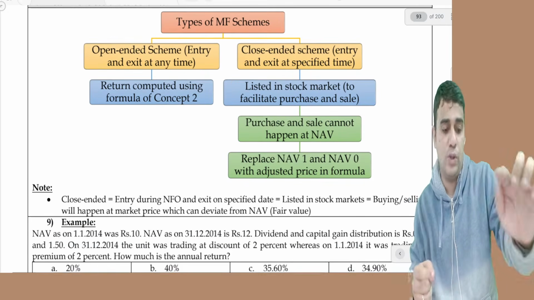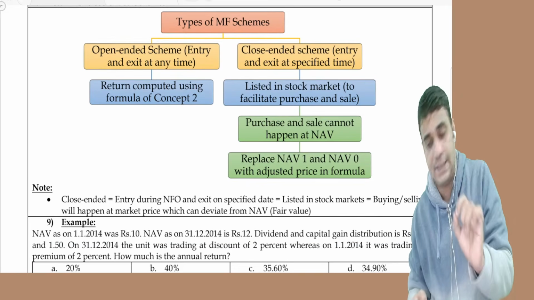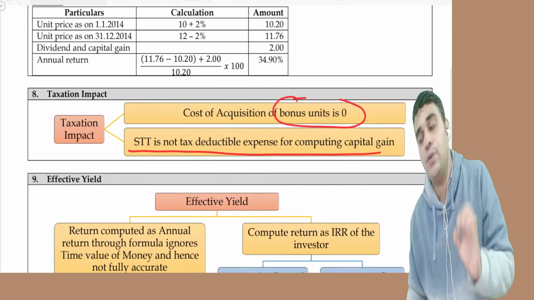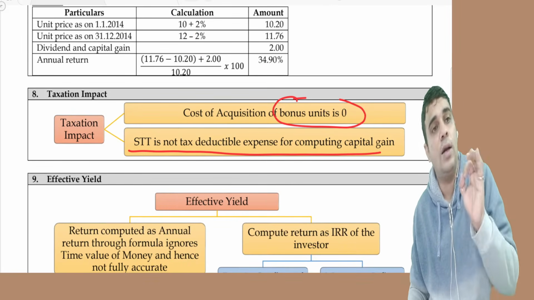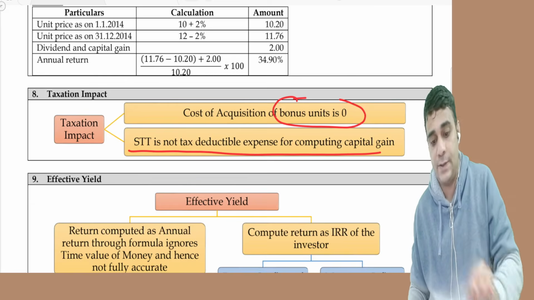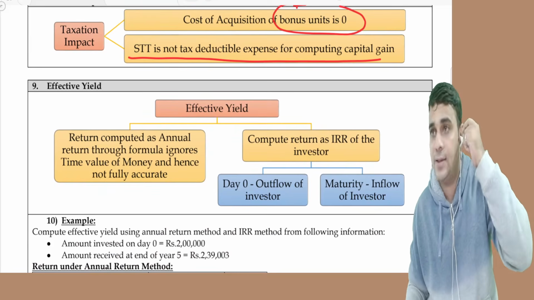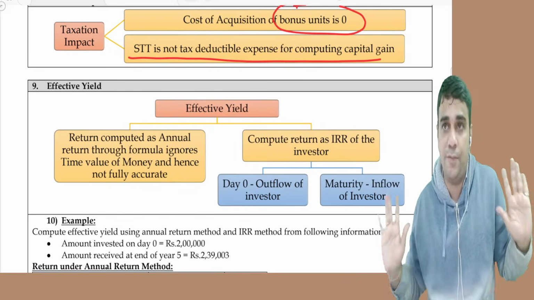You can go through this example. There is an example below this. At home, practice the examples multiple times. Then taxation impact: for bonus units, cost of acquisition is taken as 0, and STT is not a tax deductible expense. Effective yield is what I have to explain in the next session, where IRR and other things will come into the picture, because some of you have asked me about time value of money. We have ignored time value of money till now.